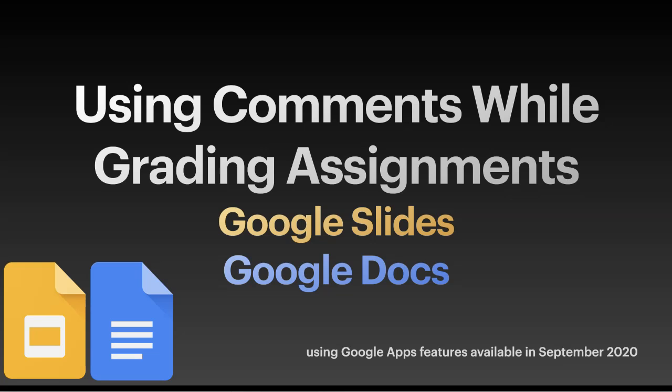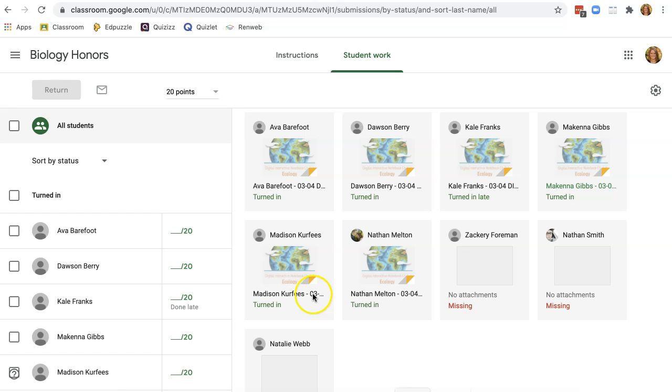A common question that teachers will have when they're starting off with digital assignments is, how do you grade these assignments? How do you mark up an assignment as you're looking through it and give students feedback on why their grade is what it is? So let me show you how you can use the comment feature in either Google Slides or Google Docs to help you keep track while you're grading and give feedback to students.